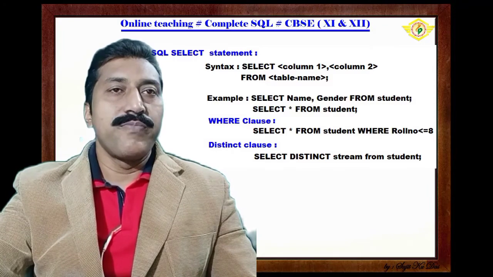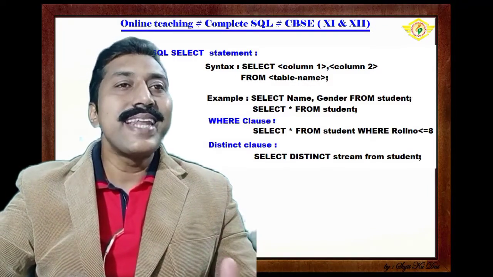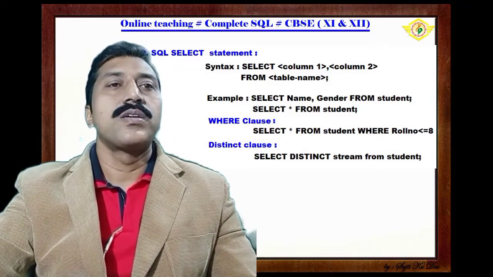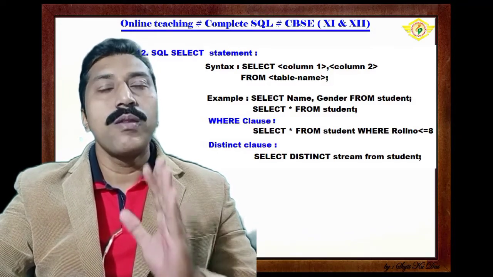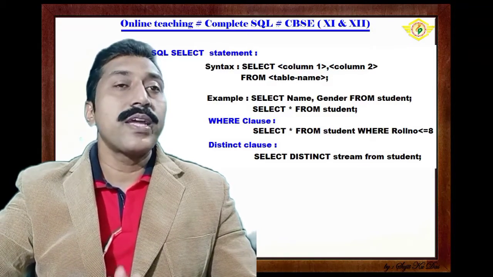The where clause also we can use for specific rows. We can write select star. Star means all records. Select star from students means all attributes or fields can be shown here, not a particular one.